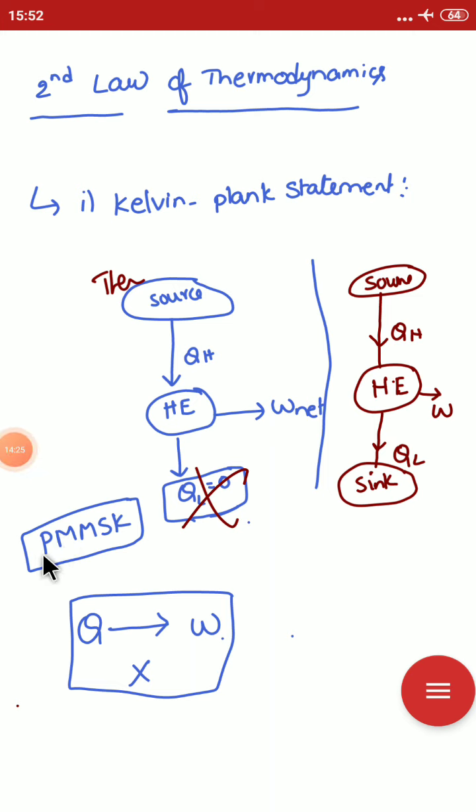Now here we introduce a new term: perpetual motion machine of the second kind. A perpetual motion machine of the second kind is a device which absorbs energy as heat from a single thermal reservoir and converts the complete equivalent amount of energy into work. That is the perpetual motion machine of the second kind. It won't exist practically. Next is the Clausius statement.